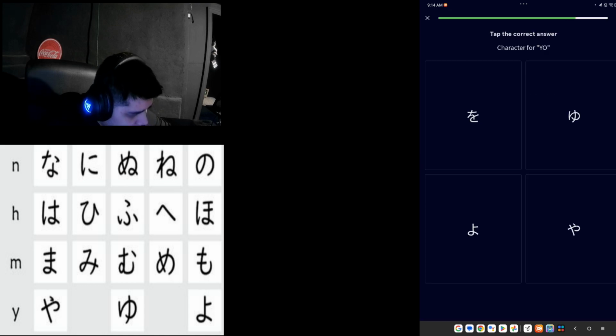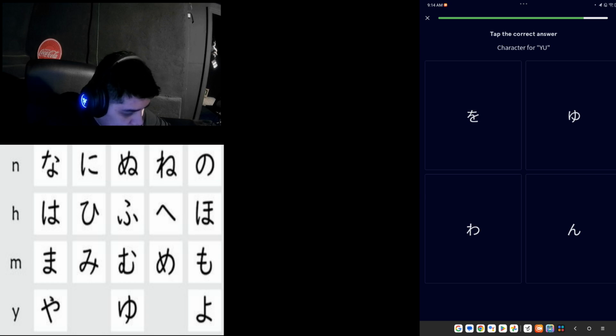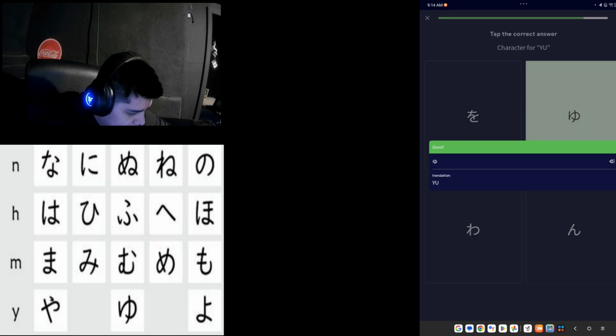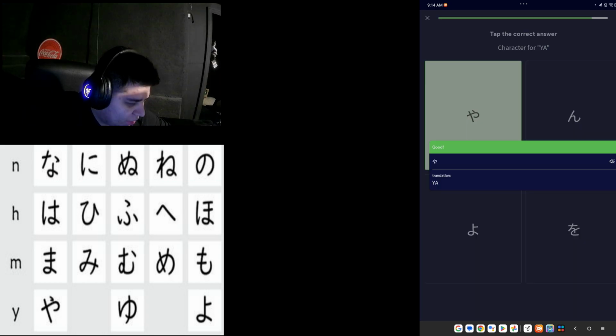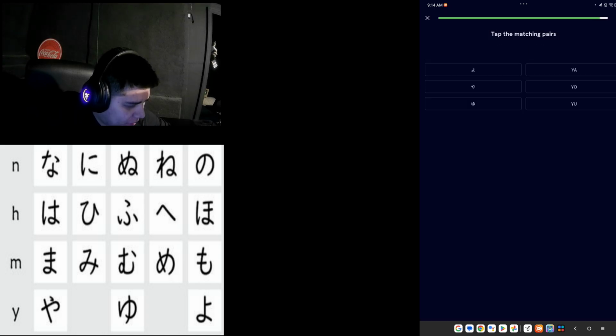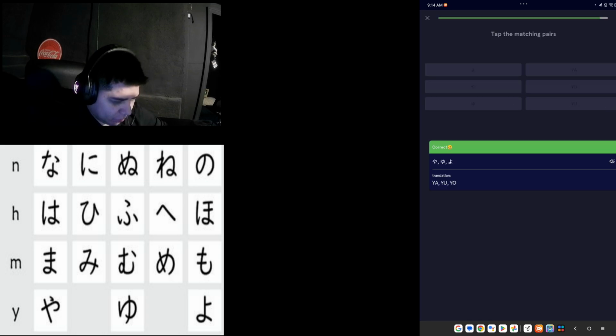So, yasai. Yo, music. Yu, the Y with the U in it. It looks like a capital P, I guess, but I don't know. It just looks like a Y to me. And these are pretty easy. Got ya, yo, and yu. And we're done with these.